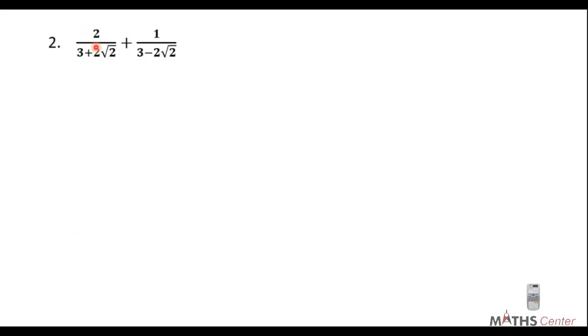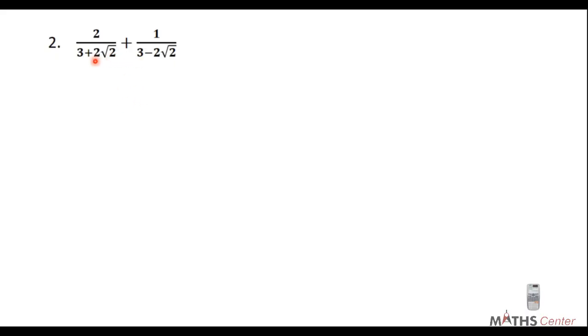We have 2 over 3 plus 2 root 2 plus 1 over 3 minus 2 root 2. So we can see this is a fractional set, this is also a fractional set. Now there are two ways of doing this. You can choose to rationalize this part, then rationalize this part. After that, you add what you get. That is quite long, so we are going to choose the easier way now.